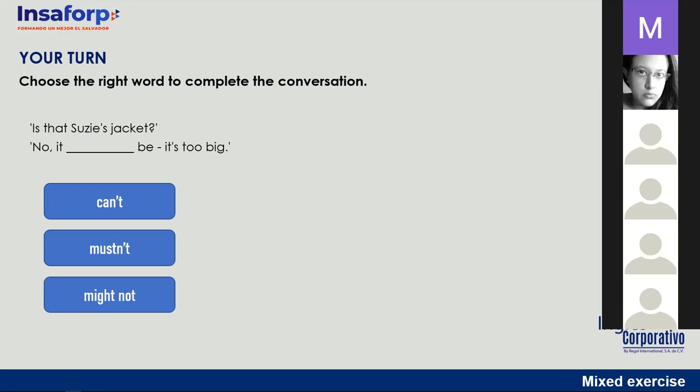Is that Susie's jacket? No. It's too big. It can't be, it's too big. That's right. No puede ser, es demasiado grande. Right, it can't be, it's too big. That's right. Thank you, Paola.